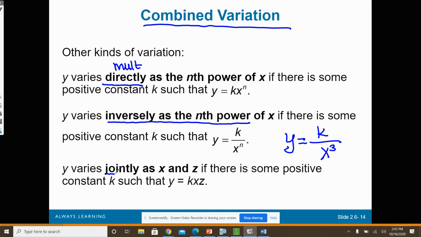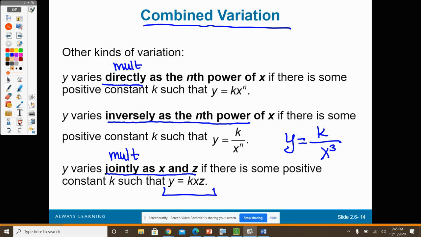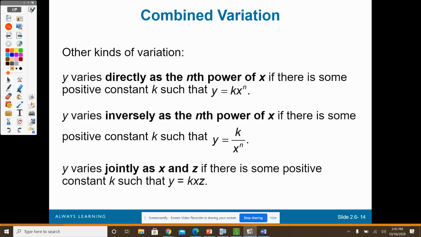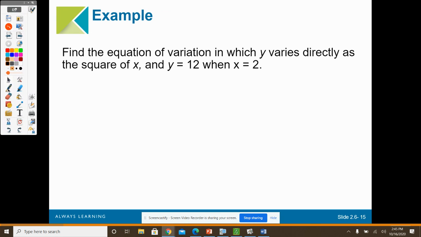If it says jointly, that means multiply. If it says jointly and there is more than one variable, it's going to be a super equation and it will be multiply. If it said jointly and inversely, you might have to multiply and divide. Then they would give you a super-duper fun fact. And you can still use all the information to find k. So let's see what we have here.